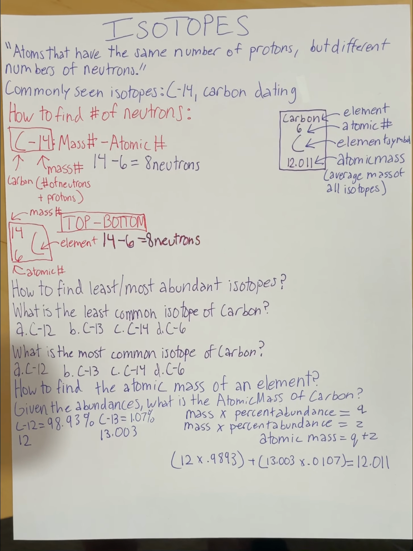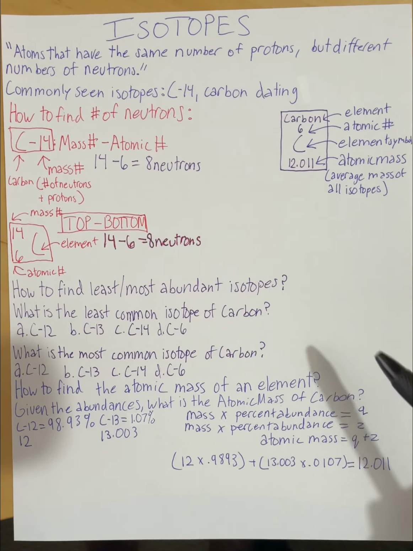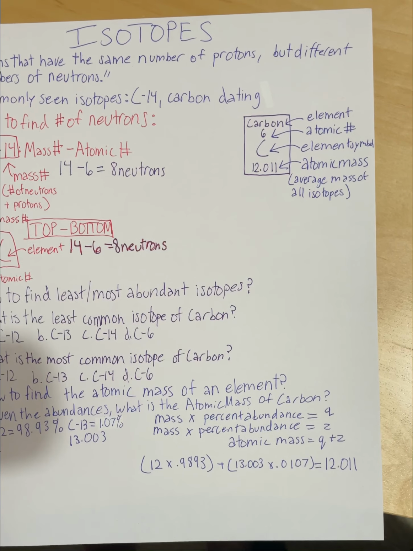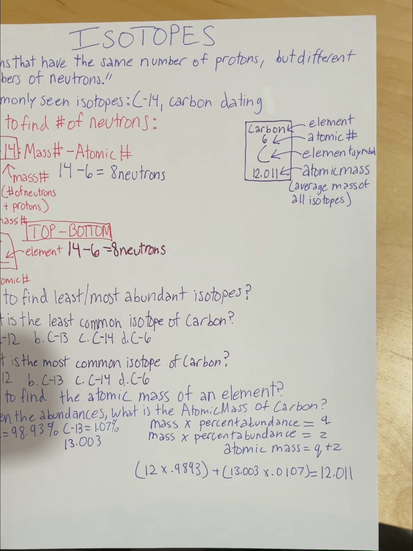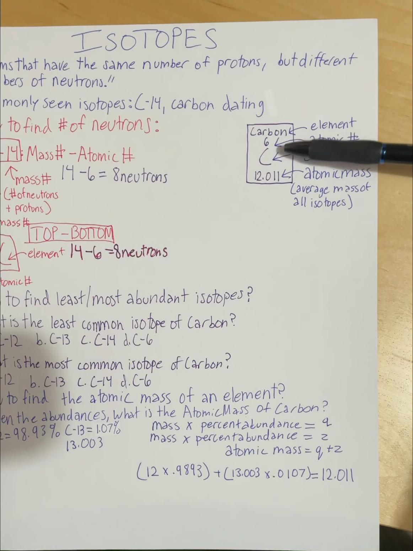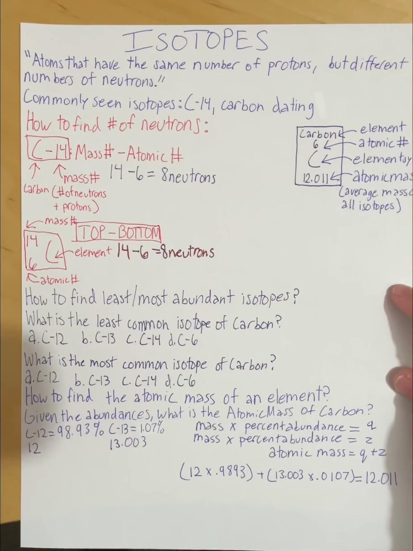And so how do you find the number of neutrons? Before we get started on that, let's look at this carbon. Specifically, I drew out carbon, and this is how an element box would look, with the name on top, the atomic number, which is the number of protons, the element, and the atomic mass, which is the average mass of all isotopes.